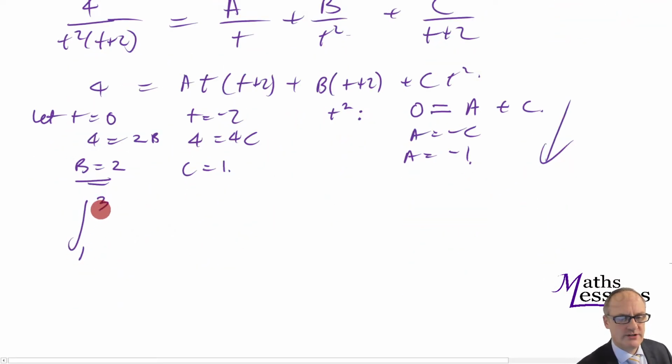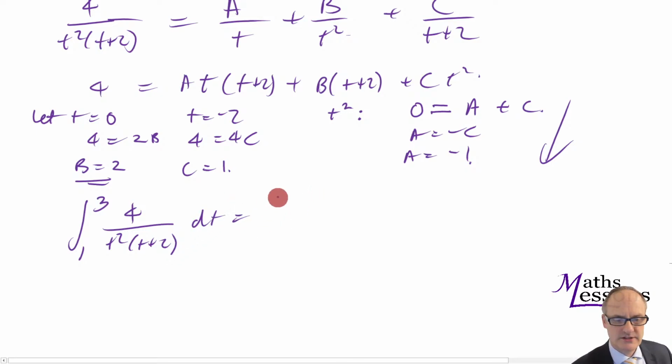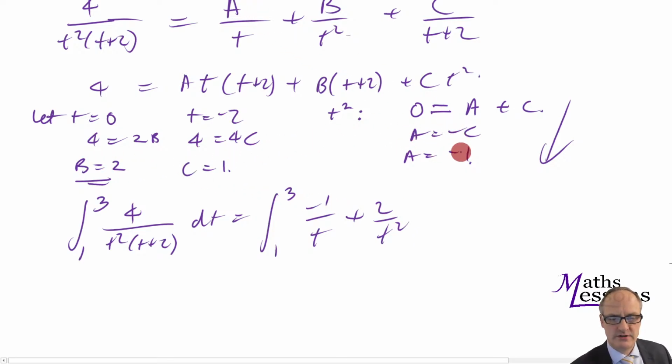So we're going to do our integral. So we're going to integrate from 1 to 3, 4 over t squared, brackets t plus 2, dt. And what we get is, we're going to get from 1 to 3 of minus 1 over t, plus 2 over t squared, putting all these values in. Our a value goes into here, and our b value goes into here, and our c value goes into here. It's plus 1 over t plus 2, dt.